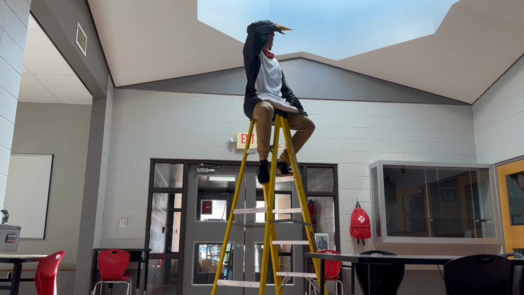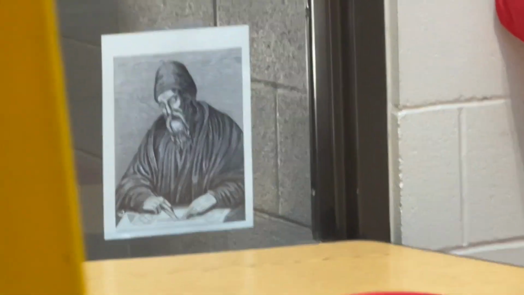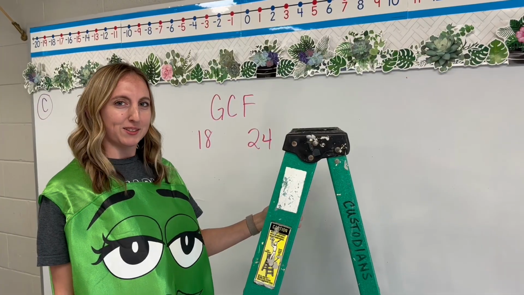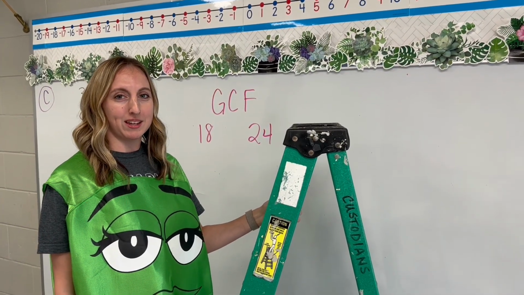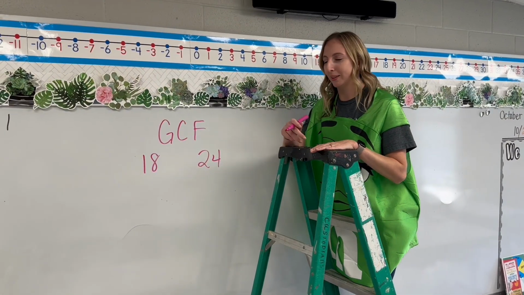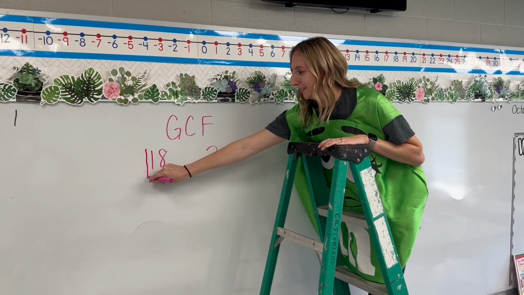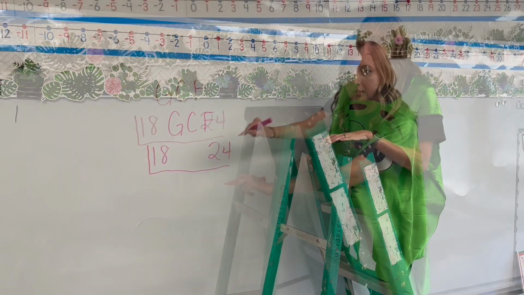A great strategy to use to find GCF is Euclid's ladder. Well, I found the ladder, but where's Euclid? So let's find GCF with our chosen numbers of 18 and 24. To use Euclid's ladder, we're going to start by building a step to our ladder underneath our chosen numbers.